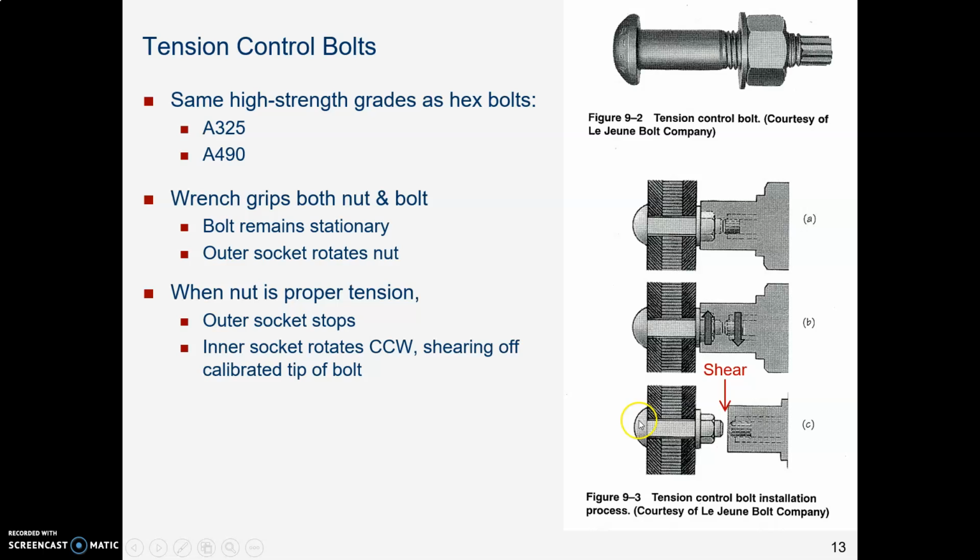And the bolt head, as you can see here, is not like a hex bolt. You can't put a wrench on it and retighten it. You can only tighten it with this special tension control wrench. So it's shear stress that makes the end of the bolt fall off.